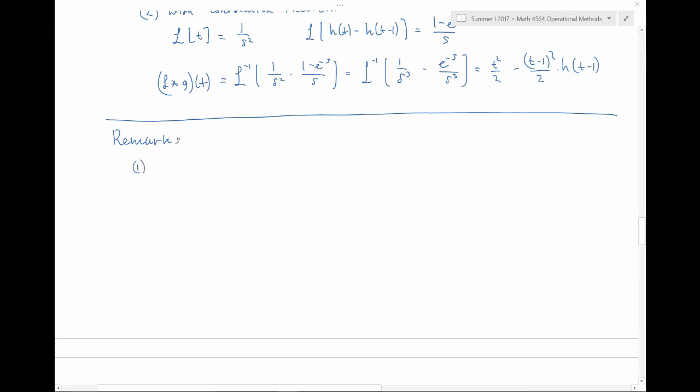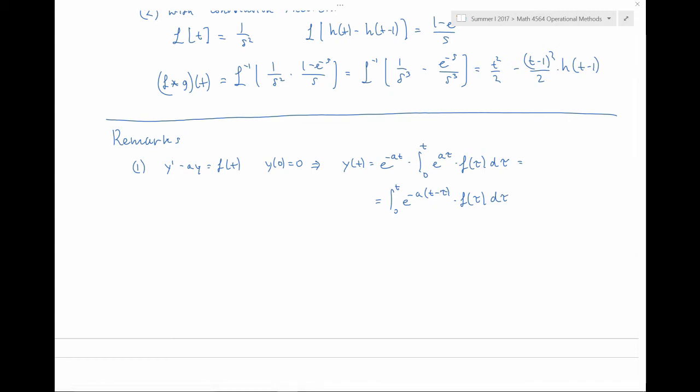So if you remember, for first order differential equations, we use the integrating factor method, and the solution can be written as e to the minus at times the integral from 0 to t of e to the positive a tau times f of tau d tau, which you can write as the integral from 0 to t of e to the minus a times t minus tau times f of tau d tau. So you were doing convolution integrals without even realizing that.